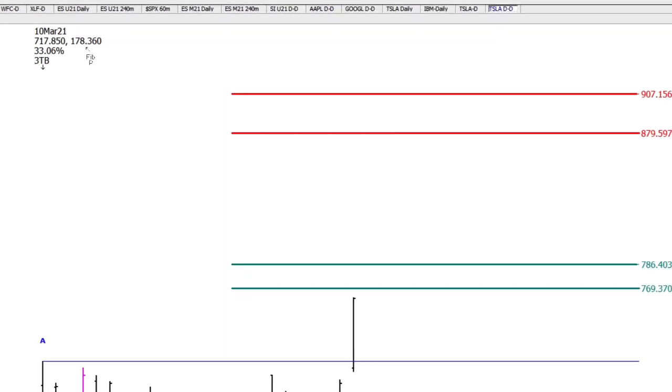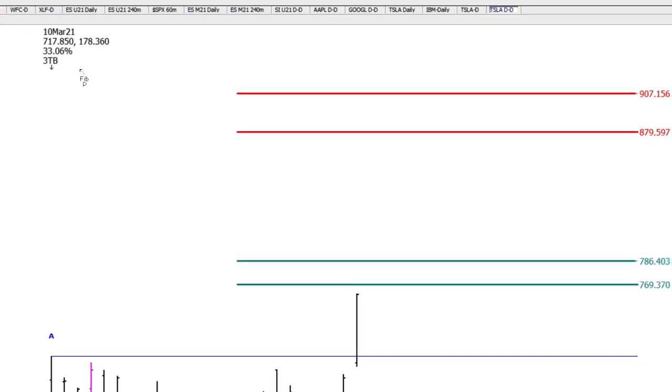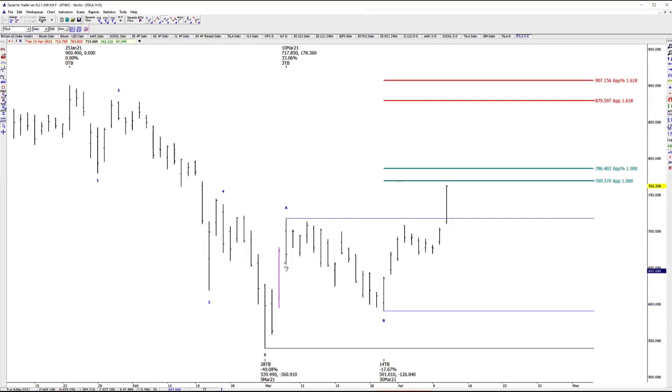178.36 points. This is Tesla daily, by the way. I'm not sure if I even mentioned that when we started. 178.36 points, or a 33% advance. Oh boy, in 3 days, 33%. That's why Tesla is so popular trading stock. So 33%, 178 points. Then it had a decline of 17% from this high to this low, or 126.84 points.